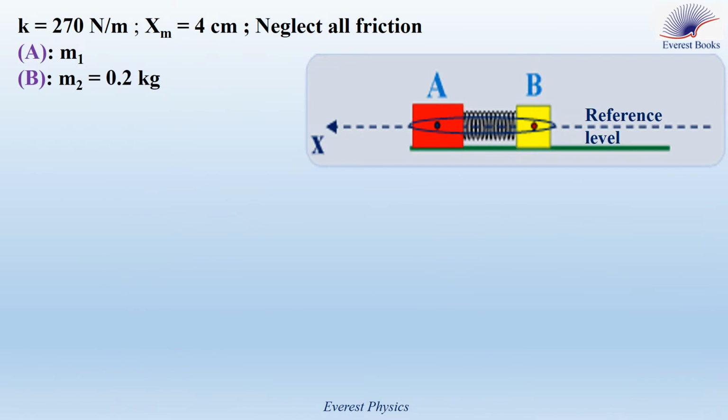In the shown figure, a light spring of force constant k equal 270 newtons per meter is compressed by 4 cm by means of two blocks A and B. The mass of A is m1 and the mass of B is m2 equal 0.2 kg. A light string is tied around the blocks and the spring in order to keep the system at rest. Neglect all friction. The whole system is placed on a horizontal table. The horizontal plane containing the centers of mass of A and B is taken as a reference level for gravitational potential energy. The x-axis extends positively to the left.